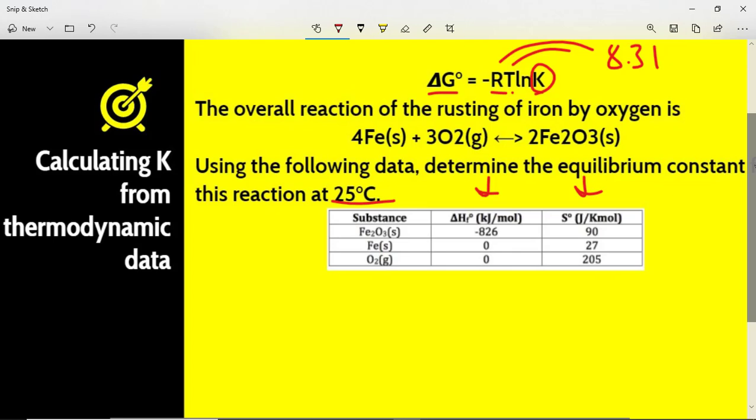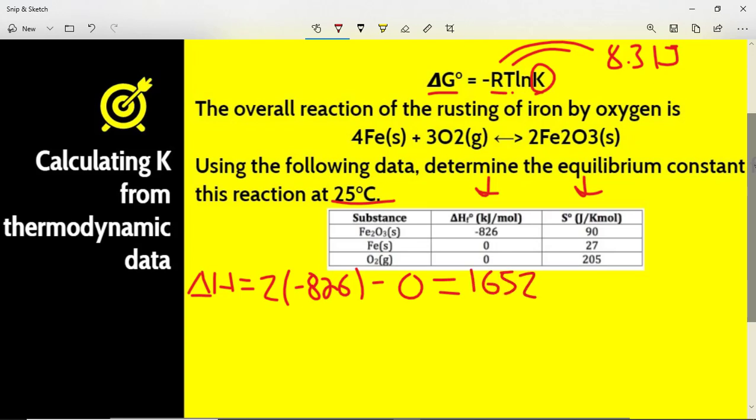And so therefore my delta G value, I can actually calculate from the information listed here. Now because R is in a unit here for joules, we're going to want to get delta H into joules as well, because when we're solving for delta G, we want it to be joules so that it can plug into our equation. So let's get delta H first. The delta H is our products minus our reactants. So we have our product there. We're going to have 2 times negative 826. We're going to subtract 0 from that. So we get our delta H, which is 1,652 kilojoules. Or if we get into joules, that is going to be 1.652 times 10 to the 6th joules.